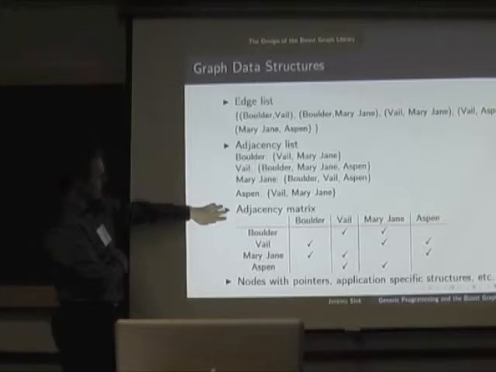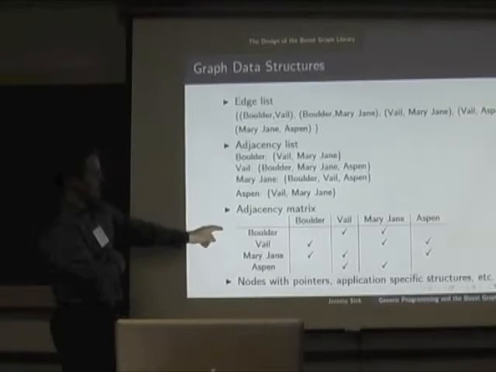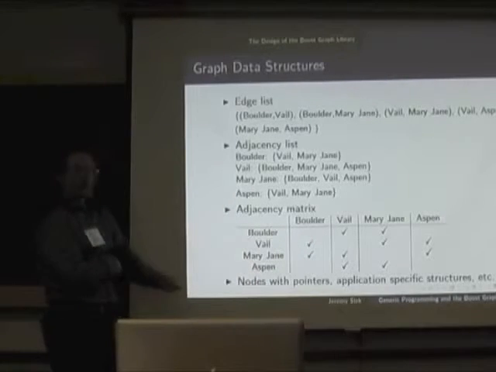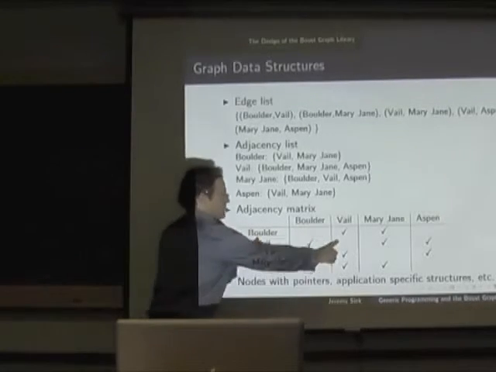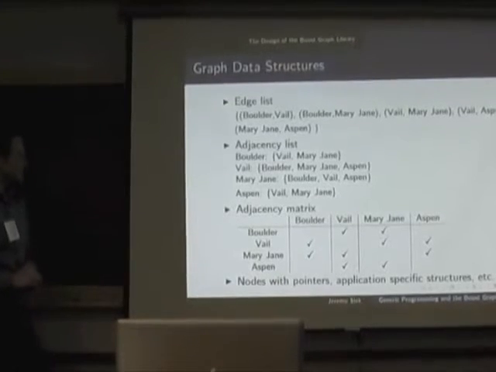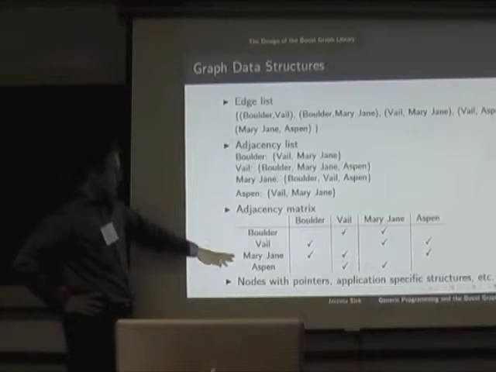Okay. And then last but not least, we've got an adjacency matrix structure here, where you basically have a Boolean, like yes or no. The check marks here are yes. There's an edge between, like, Boulder and Vale, which means there's a road directly between those two. Okay. These are some of the most classical representations.